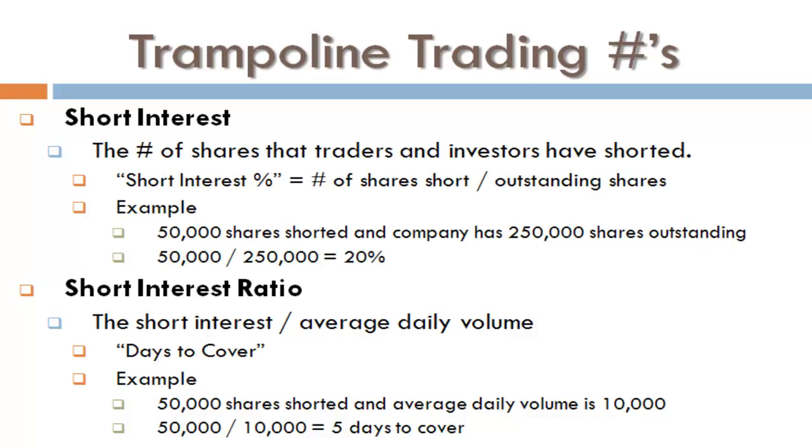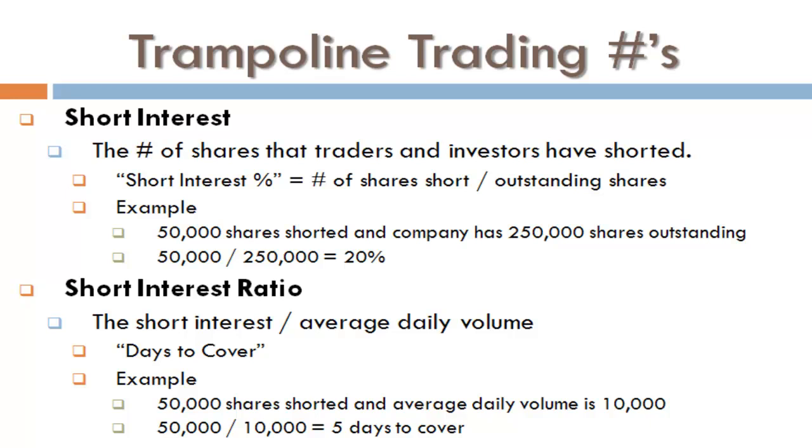A lot of times you'll see it defined or put as the short interest percentage, and that is simply the number of shares short divided by the outstanding shares. So going back to outstanding, remember what that is, and the math is right there. Just an example real quick, let's say there's 50,000 shares shorted and a company has 250,000 shares outstanding. Well, the short interest percent would be 50,000 divided by 250,000, and there you go, 20%. So you would then say the short interest of this company is 20%.